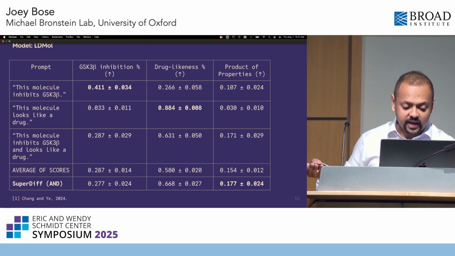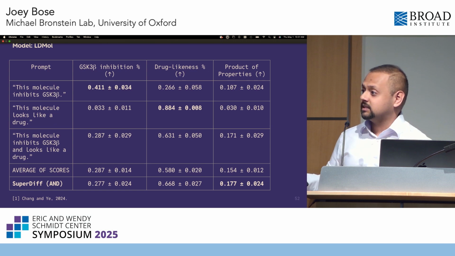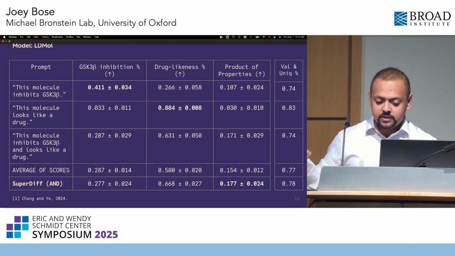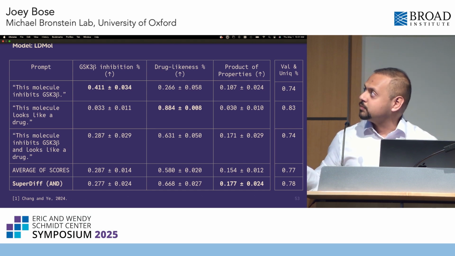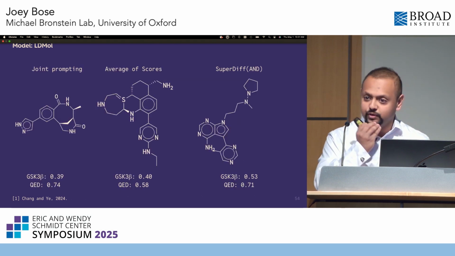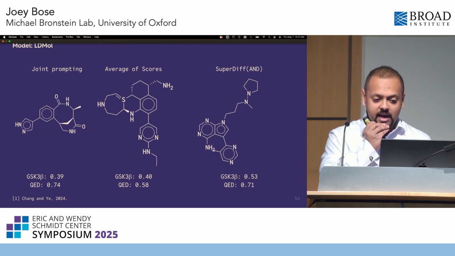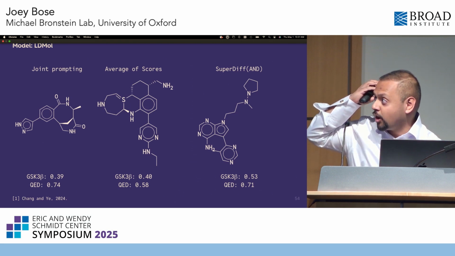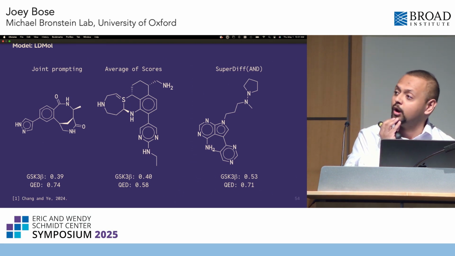However, if you do SuperDiff AND, you get a model that more readily satisfies both properties simultaneously, again without training. And of course, when you do this, you get molecules that are much more valid and unique as well. So I'm going to end with this final slide over here, which gives you a visual picture of what the generated samples look like. In the last column over here, you can see the generation has higher property scores than either of the individual composing strategies of joint prompting or averaging the scores.